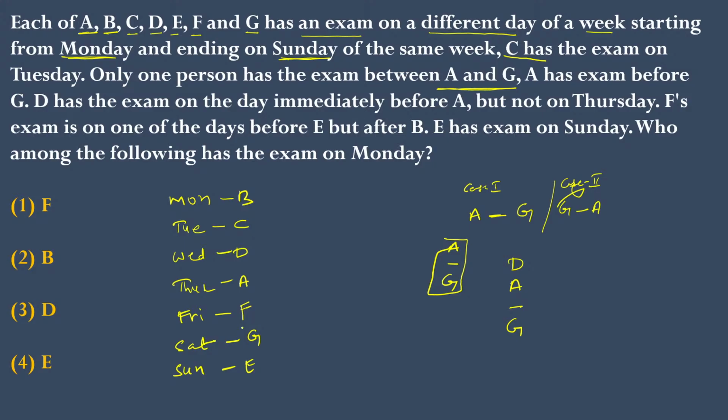What is the question? They directly gave one piece of information: E has the exam on Sunday. Who among the following has the exam on Monday? See that on Monday we have B. So option 2 is correct. Right, next question.